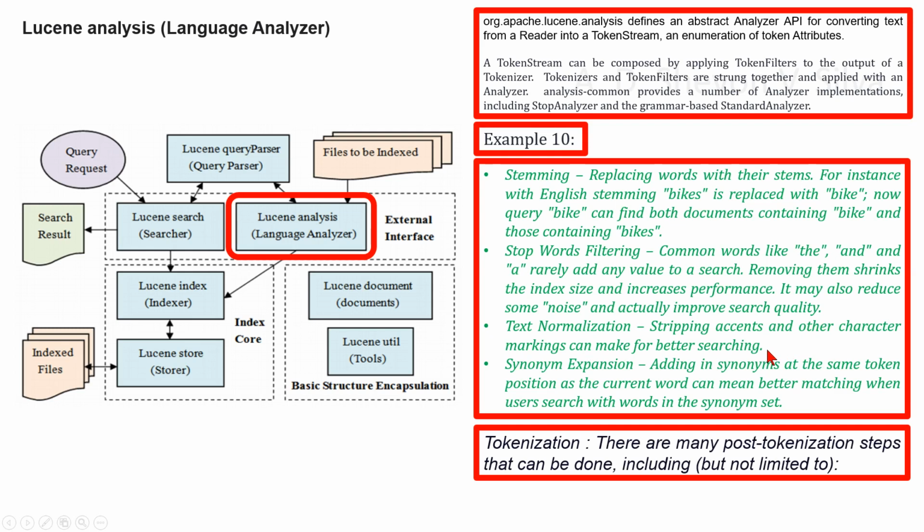Text normalization. Stripping accents and other character markings can make for better searching. Synonym expansion. Adding a synonym at the same token position as the current word can mean better matching when users search with words in the synonym set.